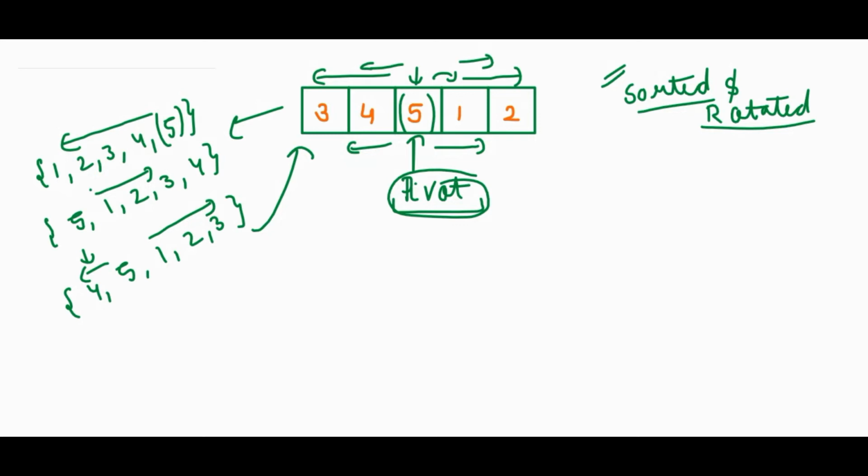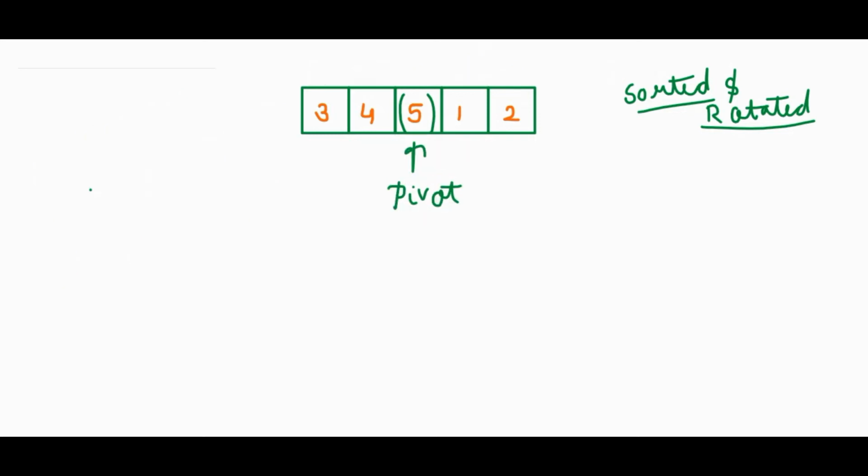Using binary search. So if 5 is the pivot, let's observe some conditions for how we can say 5 is the pivot. On the left side of the pivot, we have elements less than 5. And on the right side also, we have elements less than 5. So we have found one of the conditions: on the left side of the pivot, the element will always be smaller. On the right side also, it will always be smaller.